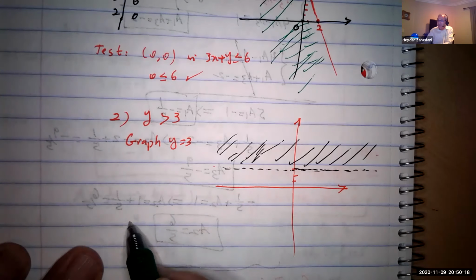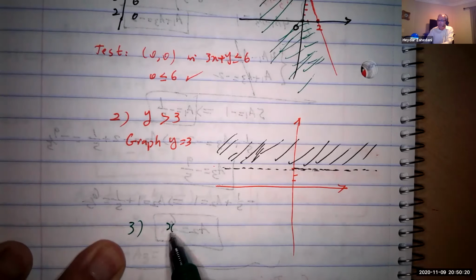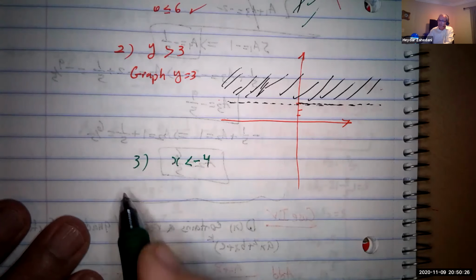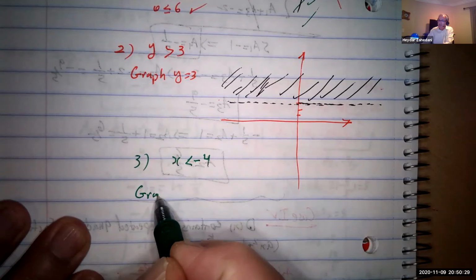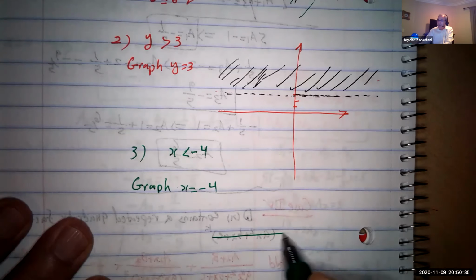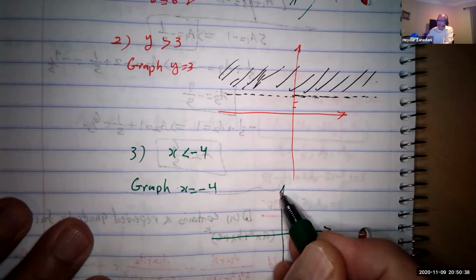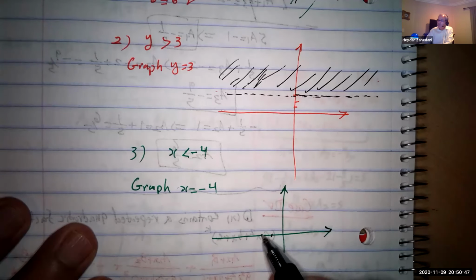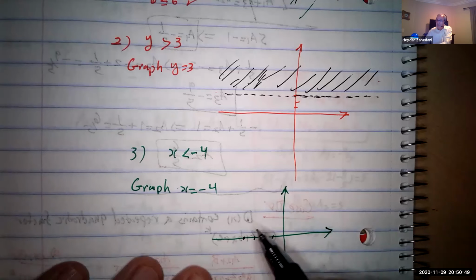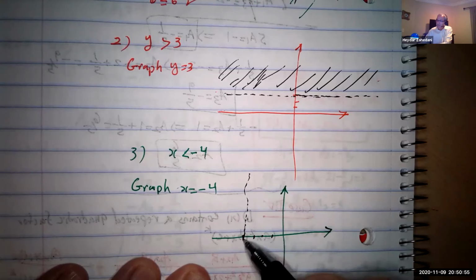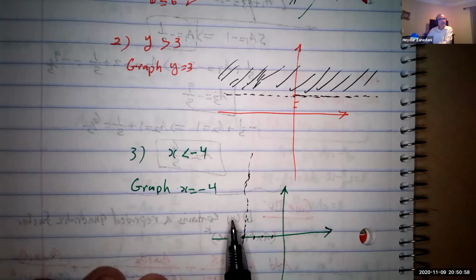The other special case that we have to know is this one, x less than negative 4. Okay, x is less than negative 4. So what we're going to do is graph x equal to negative 4 first. This is going to be the graph of negative 4. And there you are, this is negative 4: 1, 2, 3, 4. Since there is no equality sign, you get the dotted line.